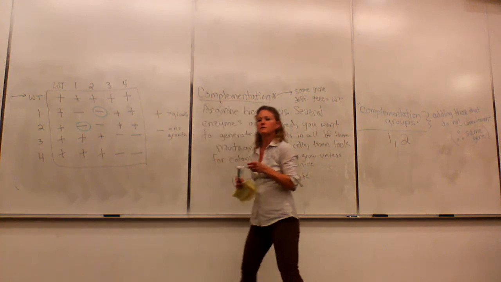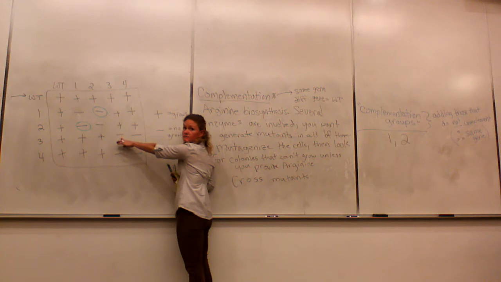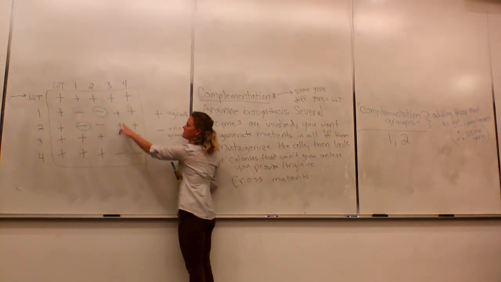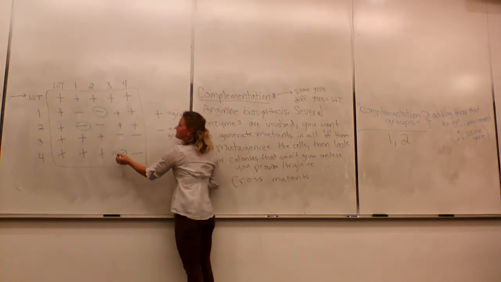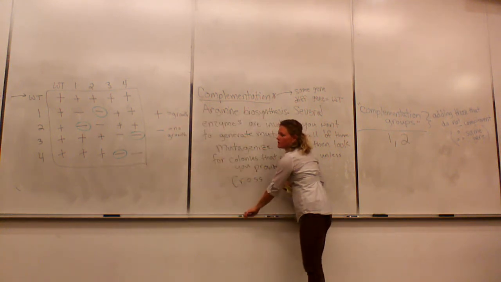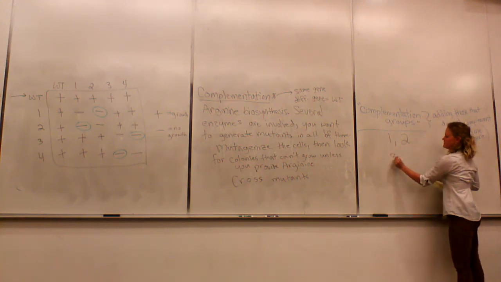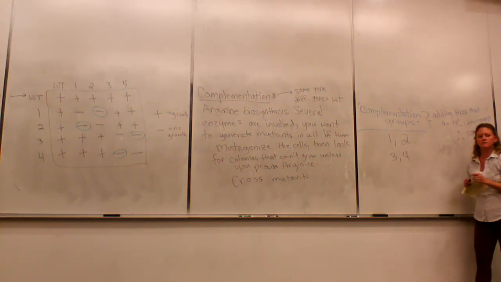And then 3 and 4, we see the same thing. So 3 to 3, we expect that same mutant, same gene. 3 cross to 4, and same thing with 3 cross to 4. We get no growth. They do not complement. Therefore, they are in the same gene.